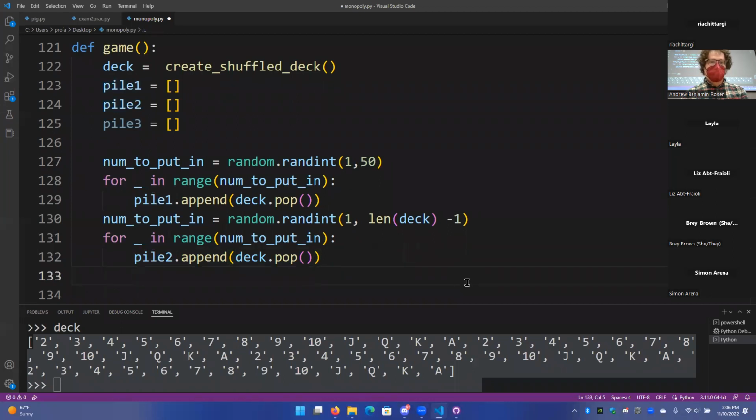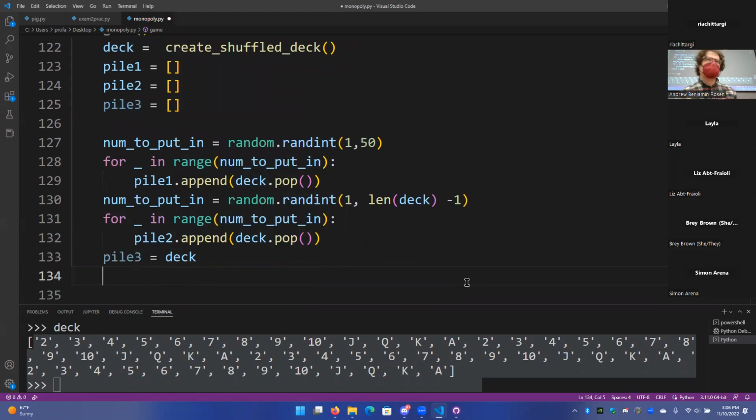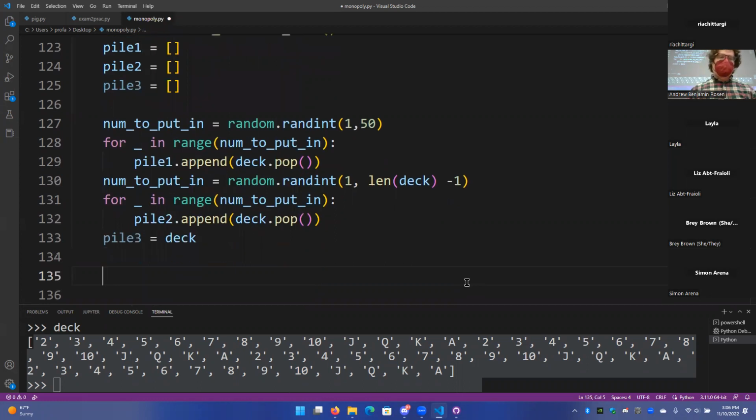And then we can just simply say pile 3 is equal to what's left over. Right? And then all we have to do in this case is simply check the tops of the piles, index 0 for each of those. Right? We'd check what index 0 is to see what the top was. Yes.